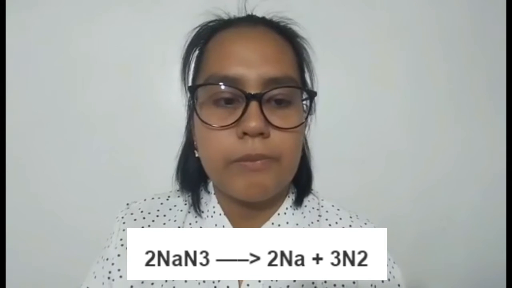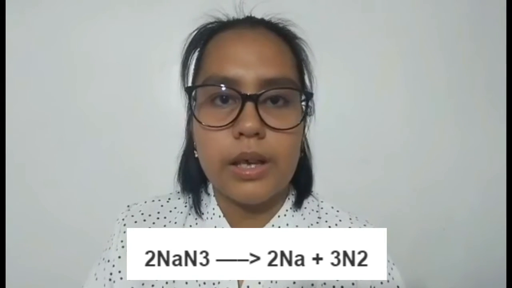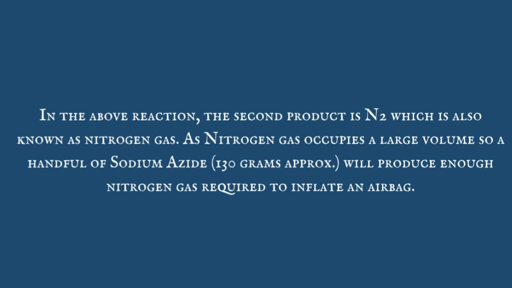Sodium azide is stable at room conditions, however, when heated it breaks down. The chemical reaction behind airbags is as follows: 2NaN3 into 2Na plus 3N2. In the above reaction, the second product is N2, which is also known as nitrogen gas. As nitrogen gas occupies a large volume, a handful of sodium azide, approximately 130 grams, will produce enough nitrogen gas required to inflate an airbag.